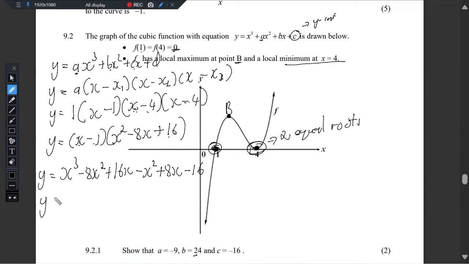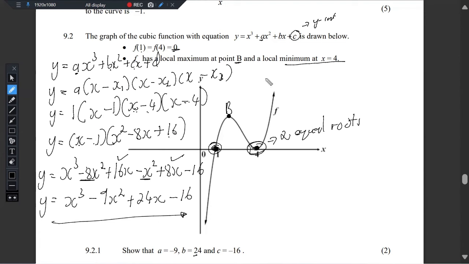Now at this point, we can add or subtract the like terms. So we have this and that, and then this and that. So that's x cubed, -8x squared minus x squared, that's minus 9x squared, and then 16x plus 8x, that's plus 24x. And then we have minus 16. So we have our equation like that.